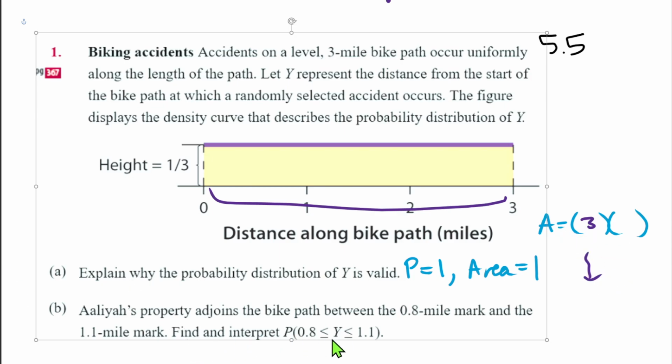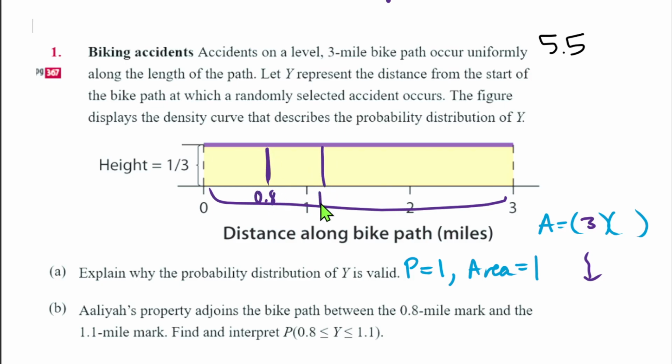Find and interpret the probability that y is between 0.8 and 1.1. So say 0.8 here, and here would of course be 1.1. Y represents the distance at which an accident occurs. Find the probability that an accident occurs here, out of all other spots. So let's do it. What would you do?